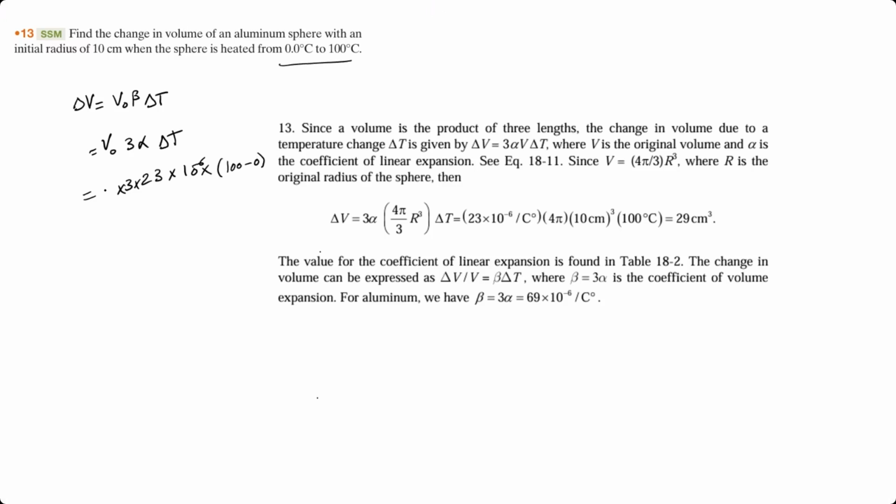Pretty easy. The only thing I still need is the initial volume of the sphere. We are given the initial radius, and we want the initial volume out of that. So I'll just write the volume formula for a sphere, which is 4 over 3 pi r cubed.